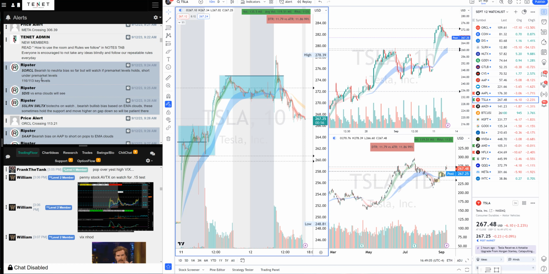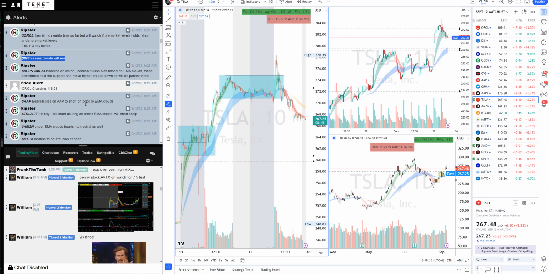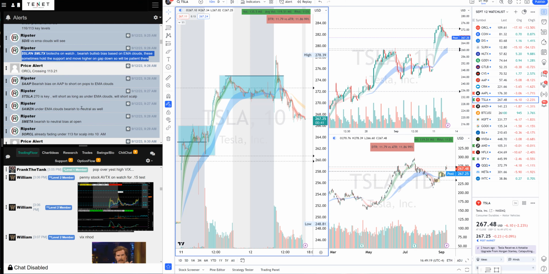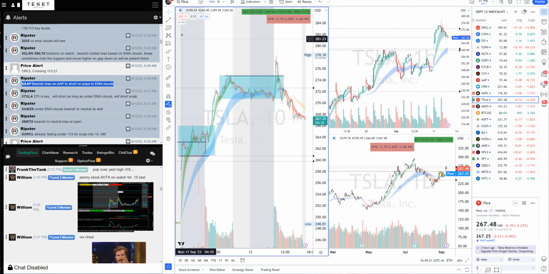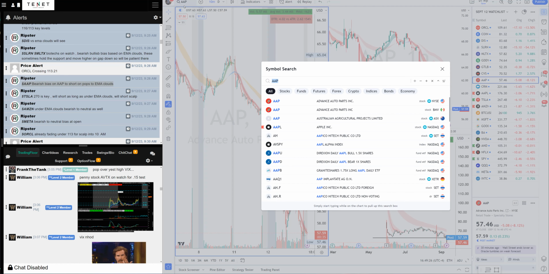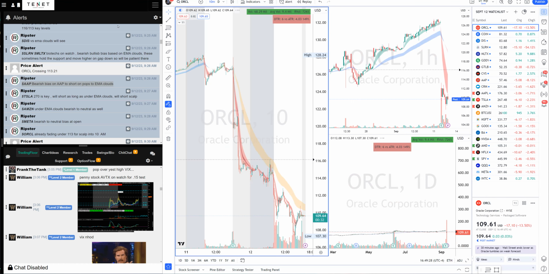Before I go to Tesla, these were the pre-market plan. Oracle: bearish bias, bearish to neutral, all day fade. I'll show you in a bit. Disney versus EMA Cloud was another idea that worked. We were watching some biotechs but did not take any trade there. AAP was a bearish bias. You can see an all day fade on AAP and an all day fade on Oracle. So I lay out my plan in the pre-market for everyone.